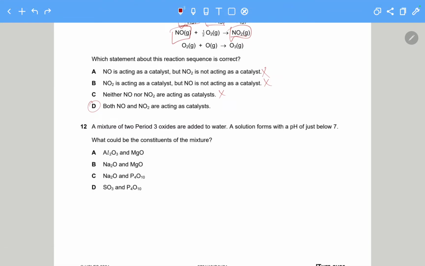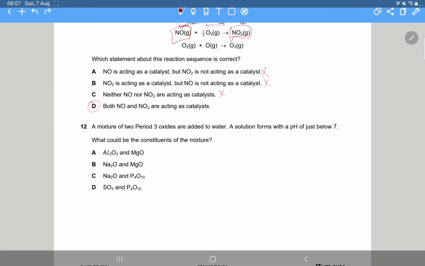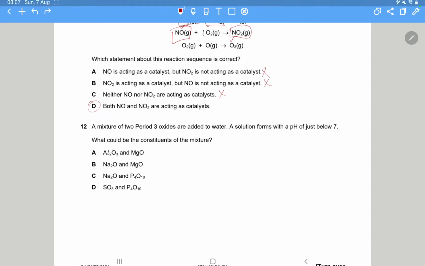A mixture of two period 3 oxides are added to water. A solution forms with a pH of just below 7. What could be the constituents of this mixture? So Al2O3 and MgO. Now Al2O3 does not dissolve, and MgO will dissolve partly in water. So overall the solution will be alkaline. And it says pH is just below 7, which means it has to be slightly acidic, not alkaline.